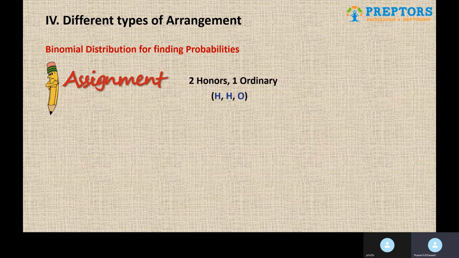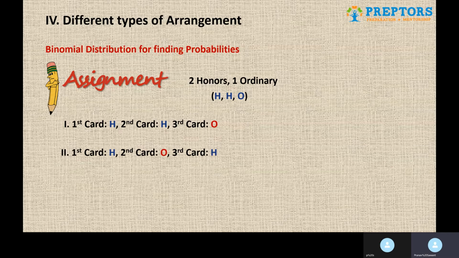Let's move to a question. The question is, we have to select 2 honor cards and 1 ordinary card, and we have to find the probability. So guys, there can be 3 cases in this. First case is, we select the first card as honor, second as honor, third as ordinary. Second case, first card is honor, second card is ordinary, third card is honor. Third case, first card is ordinary, second card is honor, third card is honor.